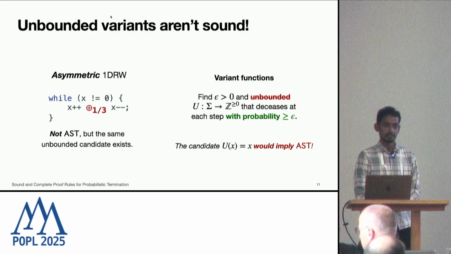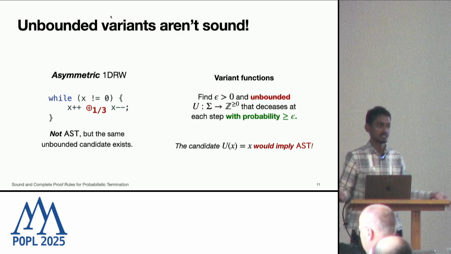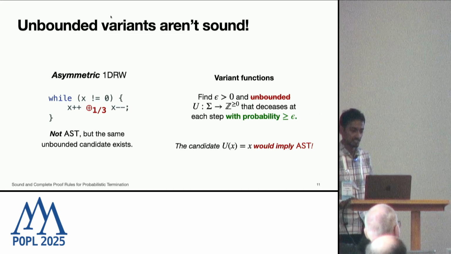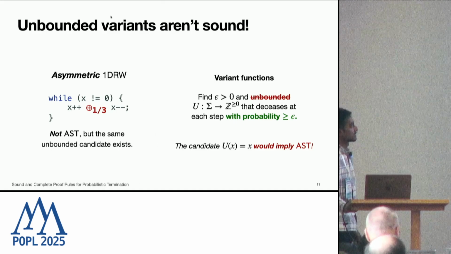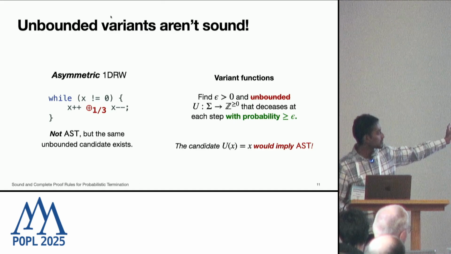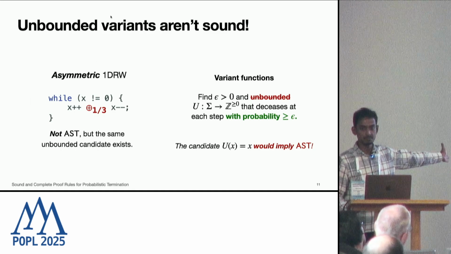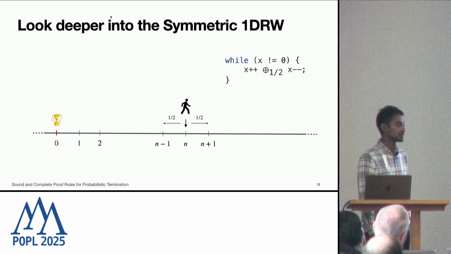All right, so what do we have? We have a variant rule. That's pretty nice. It generalizes an earlier rule that we used to use for non-probabilistic systems, but it seems to be unbounded for certain programs. And the difference seems to lie somewhere between the asymmetric and symmetric random walker. All right, so let's go a little deeper into this difference.